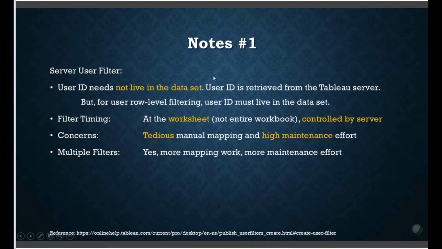So we have a note for solution number one. For solution number one, the user ID need not live in the data set because the user ID is retrieved from the Tableau server. But as I just showed you, for you to do user row-level filtering, you need a user ID in your data set so you can filter the data to the row level for the user. And the filter timing is at the worksheet. It's not on the entire workbook.